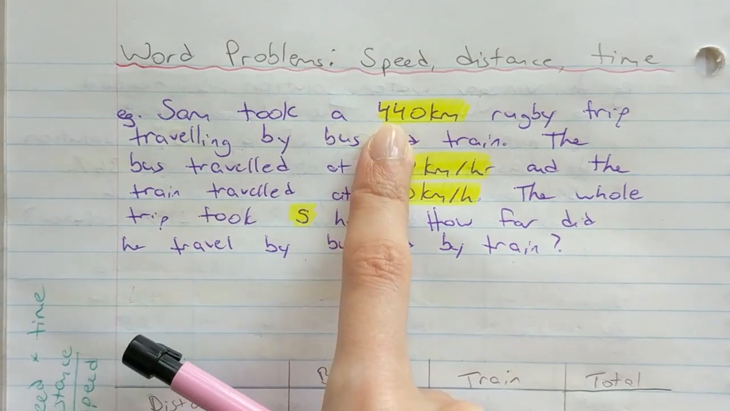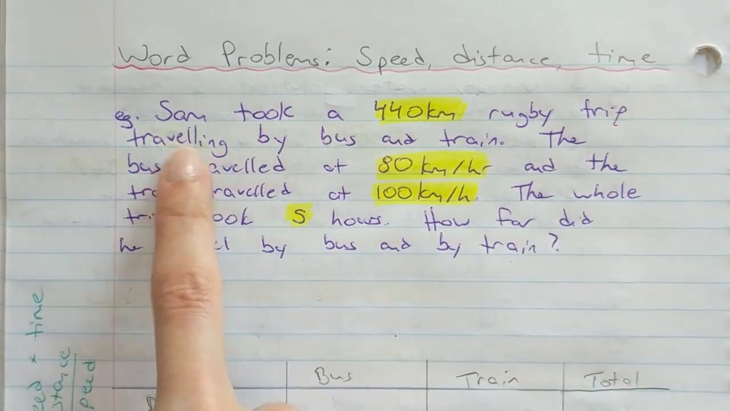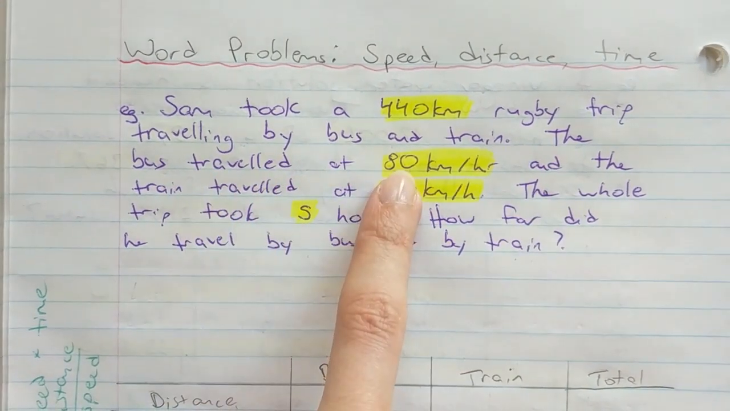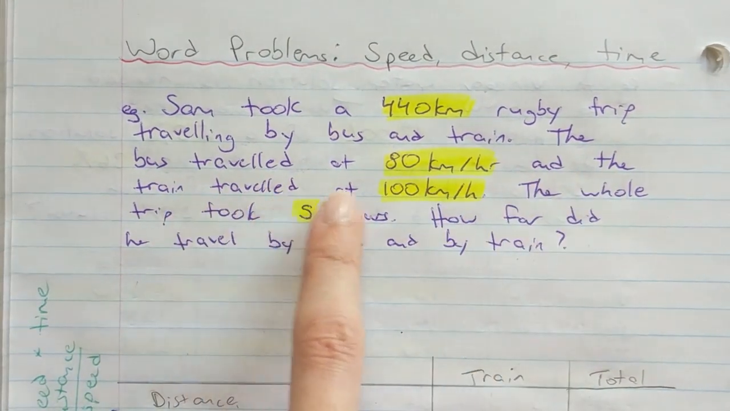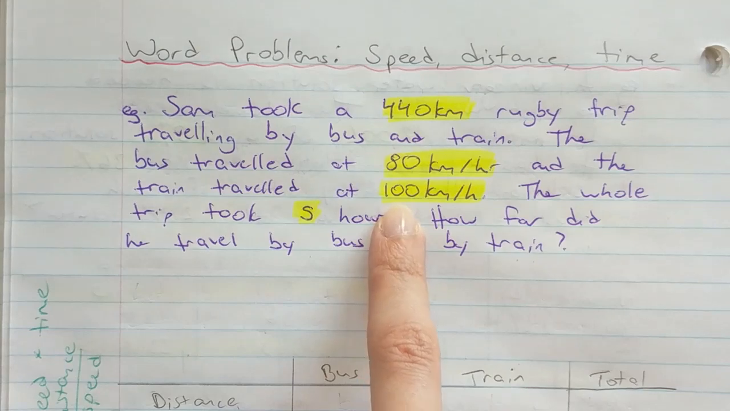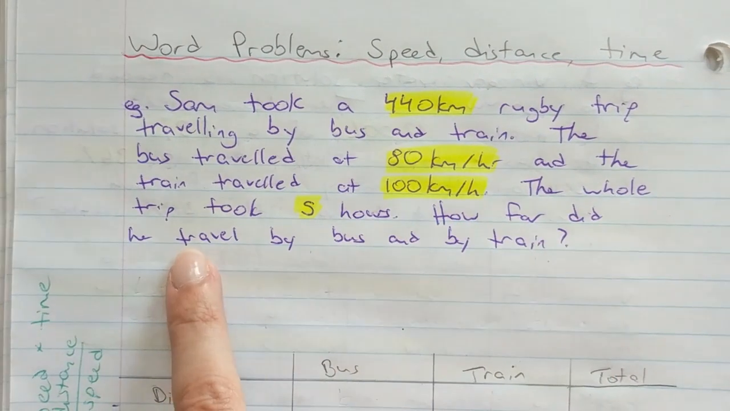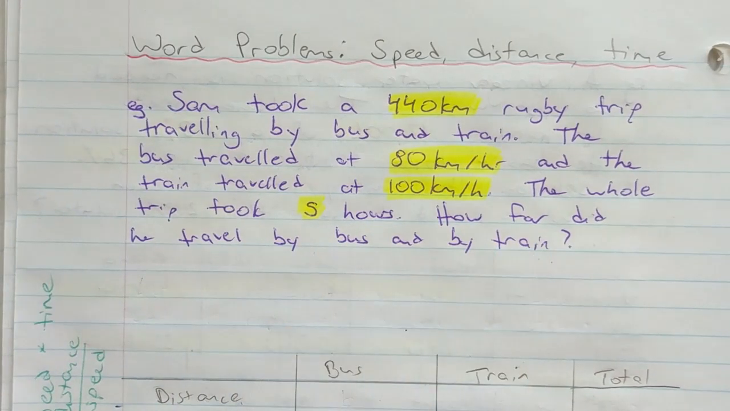Sam took a 440-kilometer rugby trip, traveling by bus and train. The bus traveled at 80 kilometers an hour, and the train traveled at 100 kilometers an hour. The whole trip took 5 hours. How far did he travel by bus and by train?